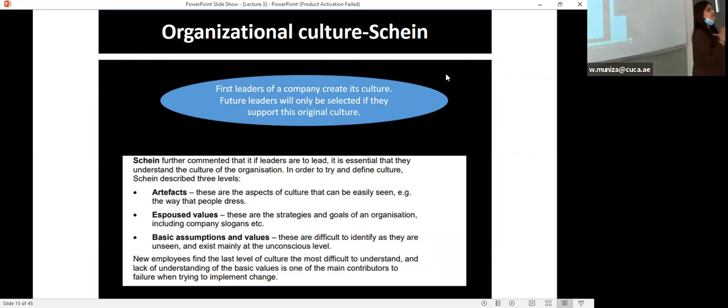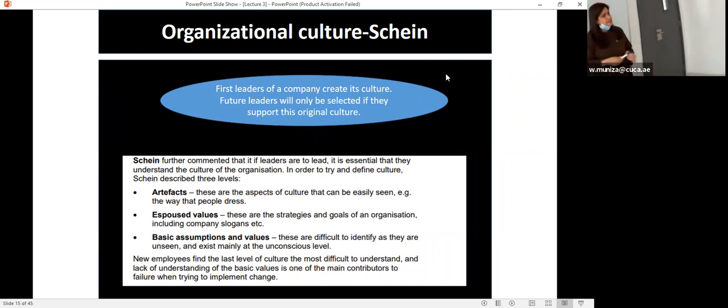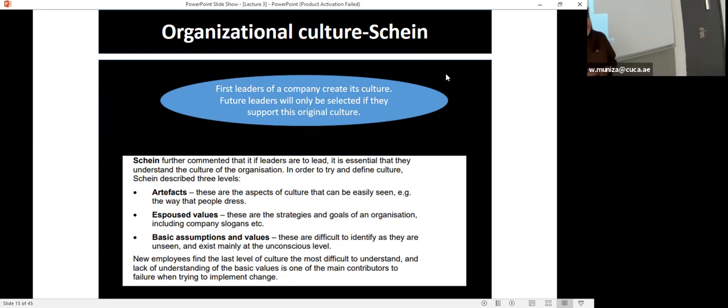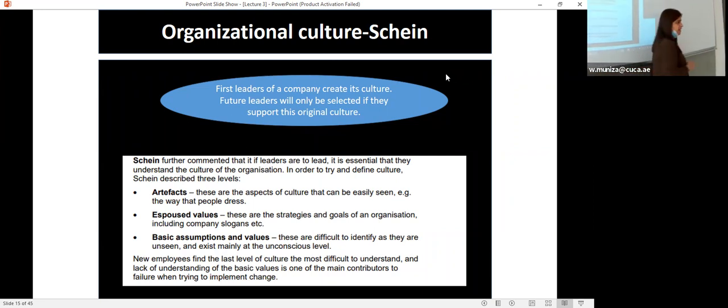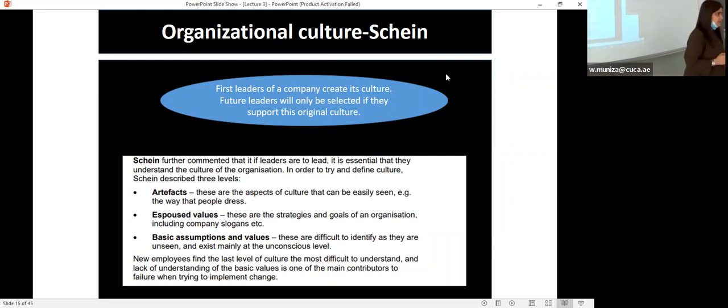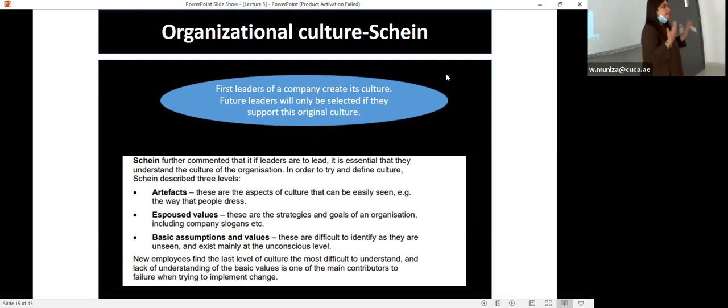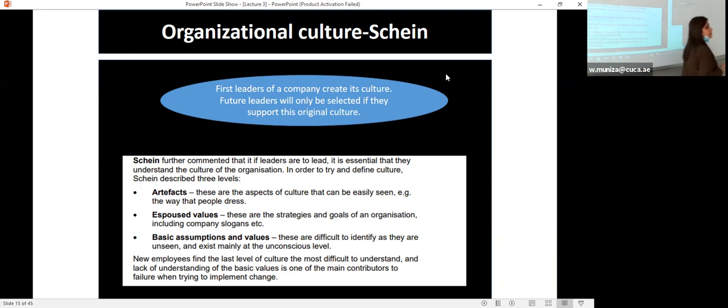Whatever is communicated, whatever is addressed, whatever rules and regulations are maintained, whatever missions, goals are being addressed, these are espoused values. And the third level of the culture is basic assumptions and values. These are very difficult to be identified. These do lie in the thinking of the individuals who are making the leadership of the organization or who are working in the organization. Say, for example, whenever the person performs any action, it is based upon the underlying thinking of that individual. And that thinking is the result of some practices or the passage of time that person has dealt with different practices, which has made the basic assumptions and values of that particular person.